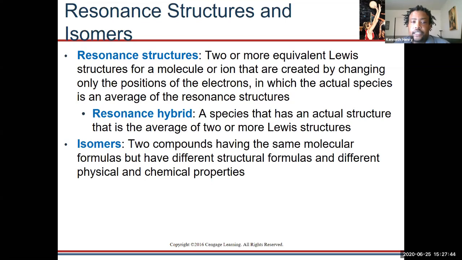The other thing that I wanted to introduce is a resonance hybrid. That is basically when you have a species whose actual structure is like the average of two or more Lewis dot structures. So you have resonance structures and a resonance hybrid. And the last thing I want to introduce is an isomer. An isomer is a compound that has the same molecular formula, but different chemical structure. So they also are going to have different physical properties and chemical properties based upon that structure.